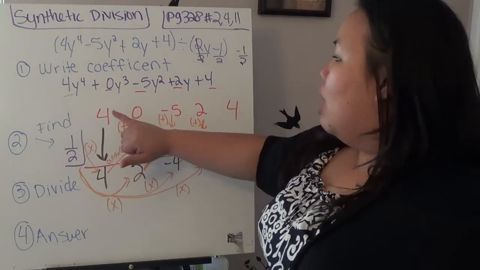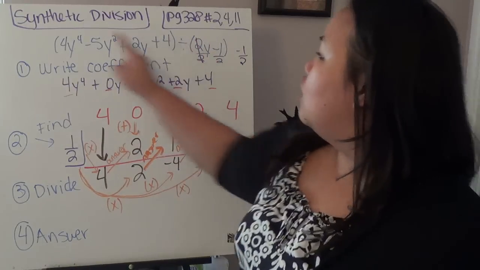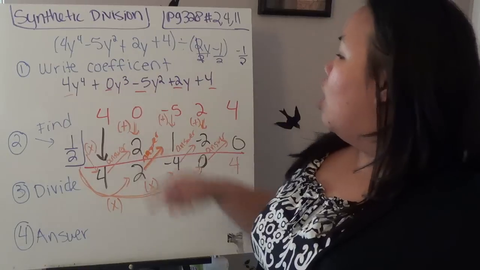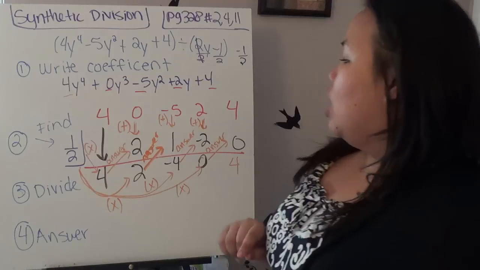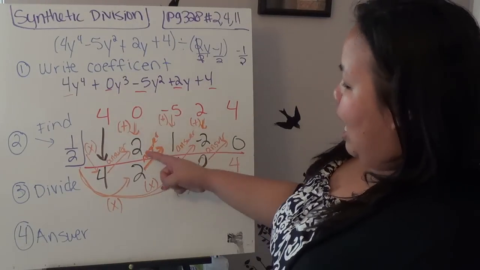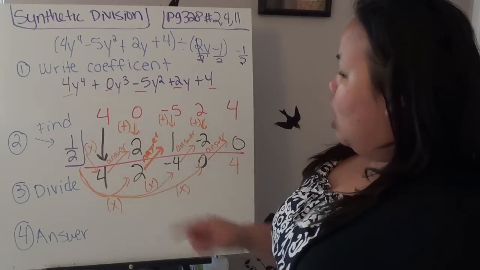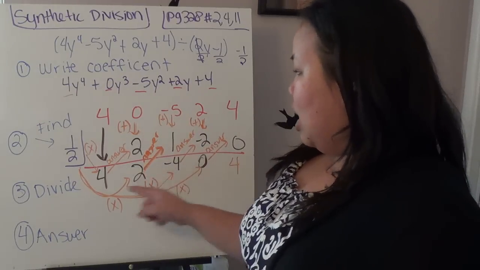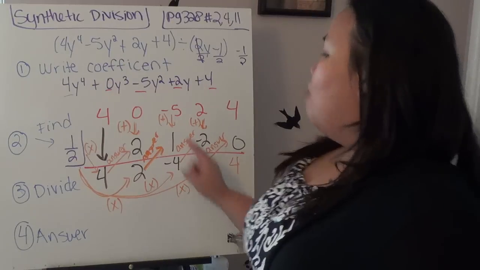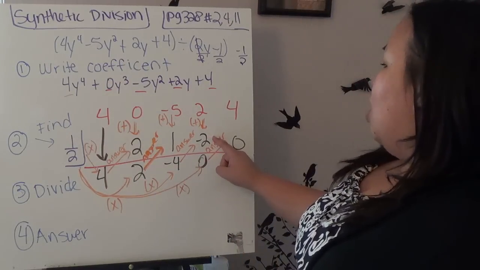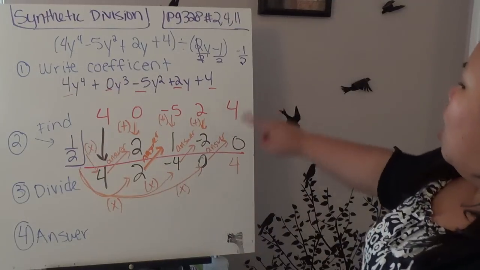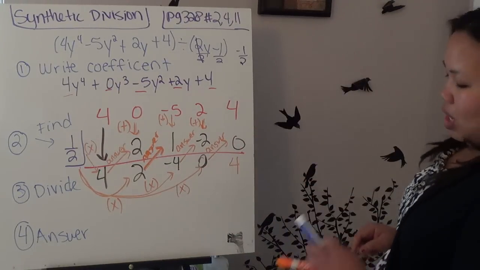Okay. Then I take the first number, and these are all the coefficients of this long equation, and this 0 comes from this right here because there was no y cubed. And I brought it down and I multiplied it. 4 times 1/2 gives me 2. Then I add. 0 plus 2 is 2. Then I did it again, multiplied it by this, put my answer in the next one. Then I added this, gives me -4. I multiplied it again, put my answer in the next slot, added them, gave me 0. This number then gets multiplied by this. I put the answer here and I added them and it gave me 4.